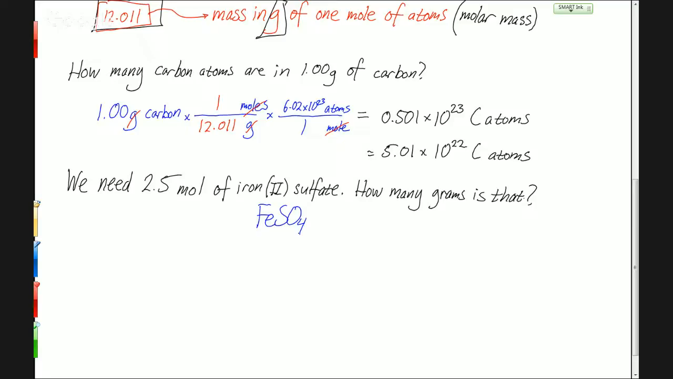So back to the naming stuff from before. If you haven't gotten that yet, please keep working on it because it'll keep coming up. If we didn't get the right formula for that, we won't be able to figure out the right mass either. So we got to get the formula first.